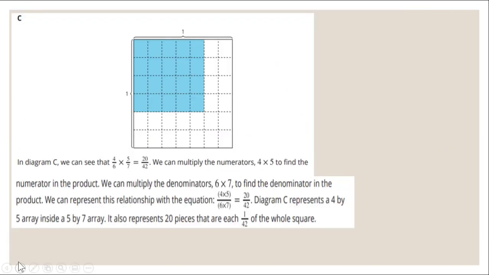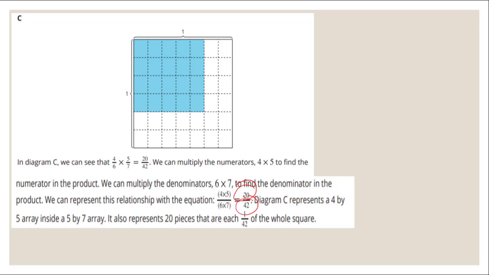In diagram C, we can see that 4/6 of 5/7 equals 20/42. So we can multiply the numerators, 4 times 5, to find the numerator in the product. We can multiply the denominators, 6 times 7, to find the denominator in the product. So we can represent this relationship in the equation right here. 4 times 5 is 20. 6 times 7 is 42.